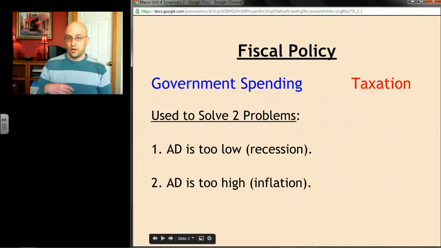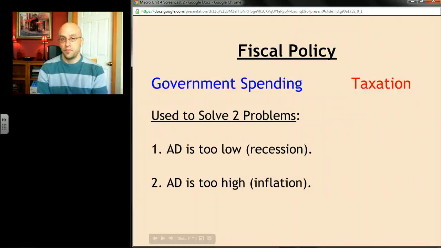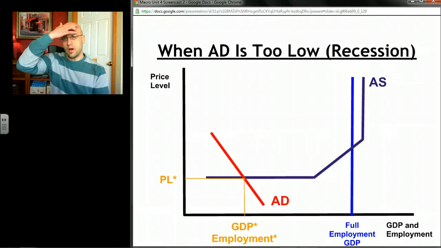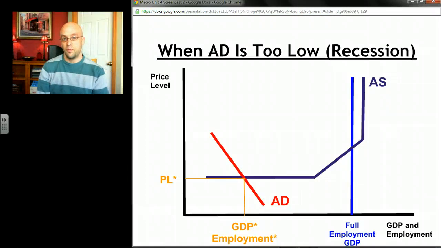Going back to the two tools of fiscal policy, government spending and taxes, the government uses those to solve essentially two problems. And the two problems are basically just the opposites of each other. Sometimes aggregate demand is too low, and we call that a recession, and sometimes it's too high. And the idea is that the government can move where aggregate demand is to make it just right, kind of like Goldilocks.